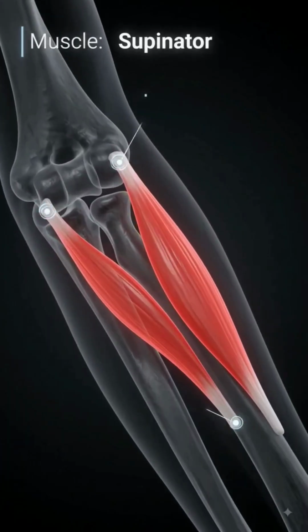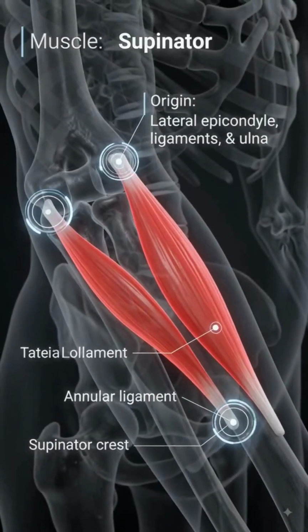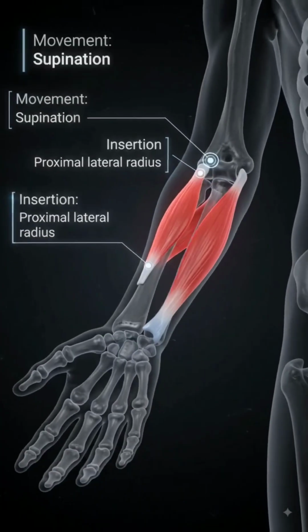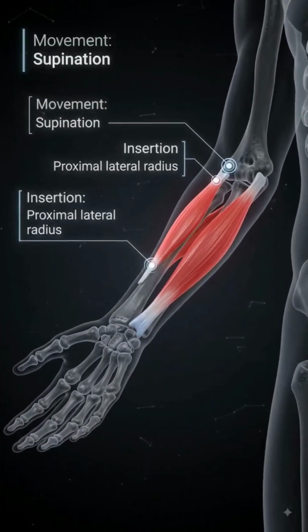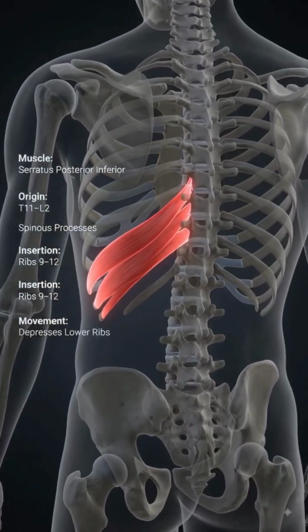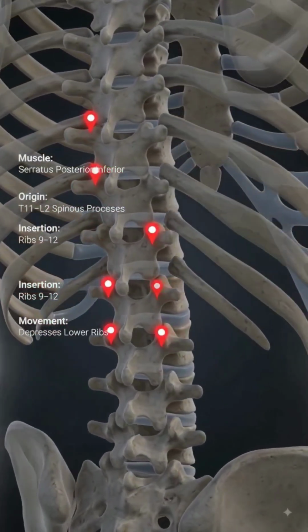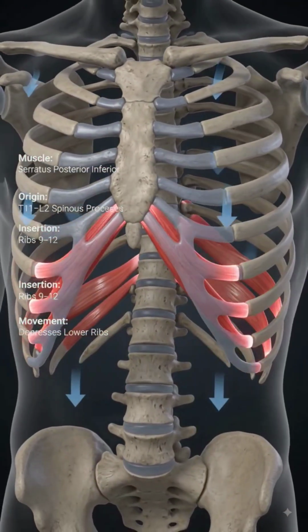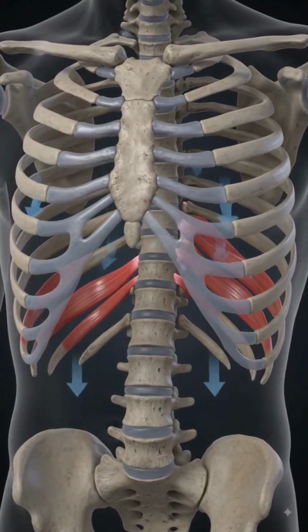Supinator. Origin, lateral epicondyle, ligaments, and ulna. Insertion, proximal lateral radius. Movement, supinates the forearm. Serratus posterior inferior. Origin, T11 to L2 spinous processes. Insertion, ribs 9 to 12. Movement, depresses the lower ribs during forced expiration.